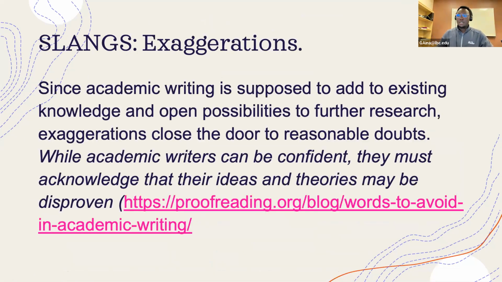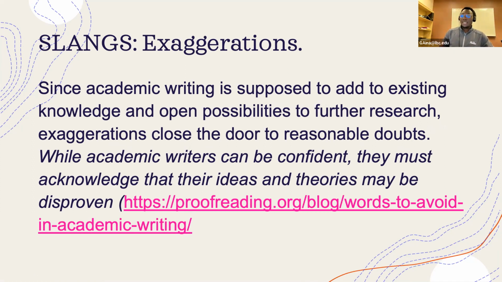All right. So the next part is exaggerations. This is a kind of slang, and it's when we try to prove what is not, or what can't be proven. Since academic writing is supposed to add to existing knowledge and open possibilities for further research, exaggerations close the door to reasonable doubts. While academic writers can be confident, they must acknowledge that their ideas and theories may be disproven.